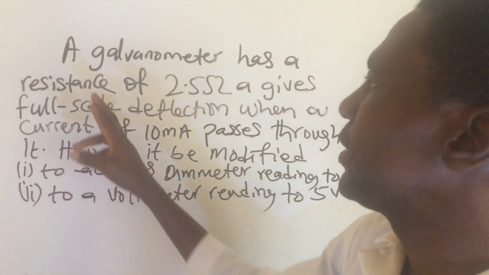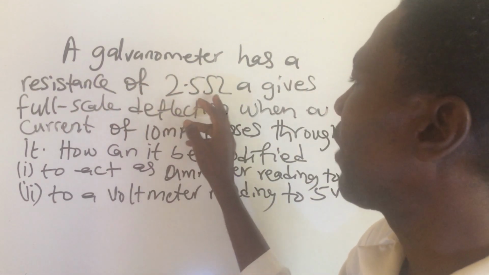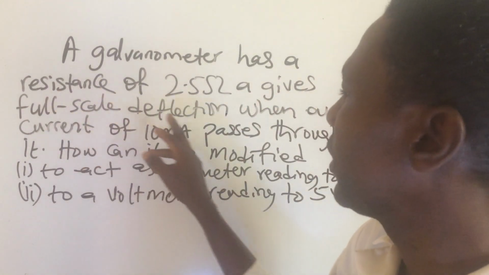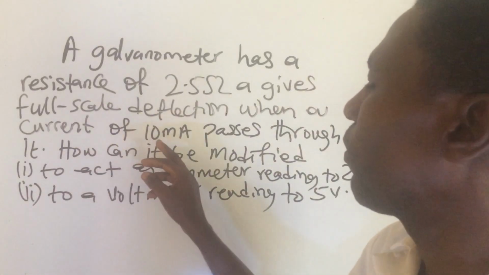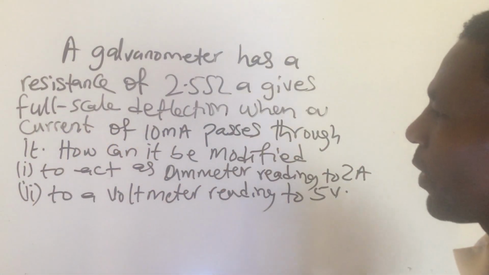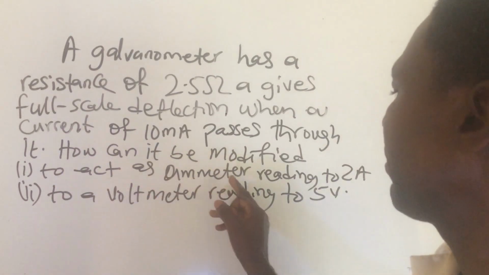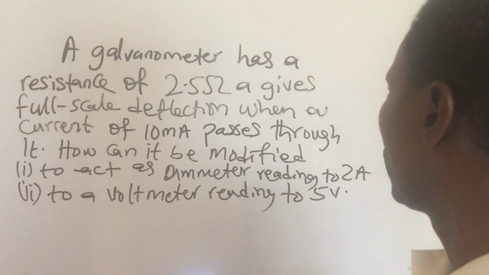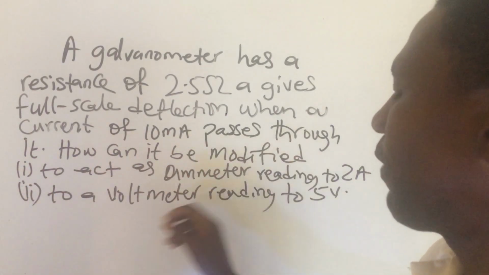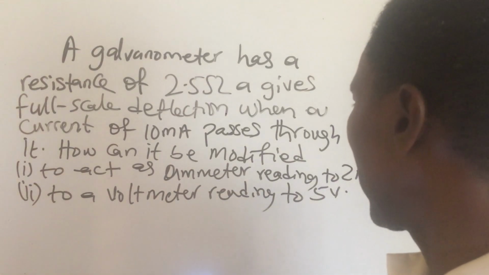The question says a galvanometer has a resistance of 2.5 ohms and gives a full scale deflection when a current of 10 milliampere passes through it. How can it be modified to act as an ammeter reading to 2 ampere? How can it be modified to a voltmeter reading to 5 volts?